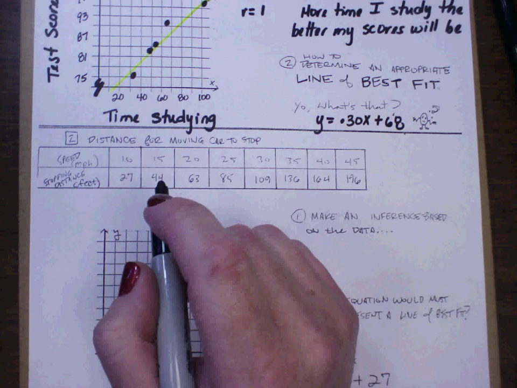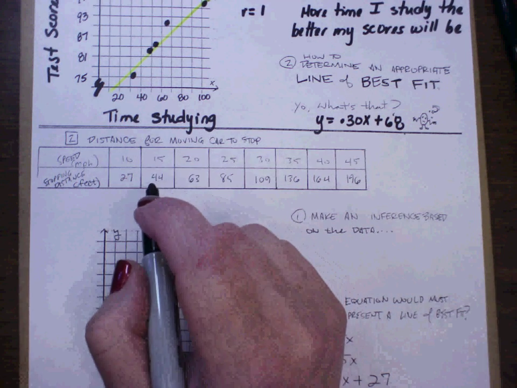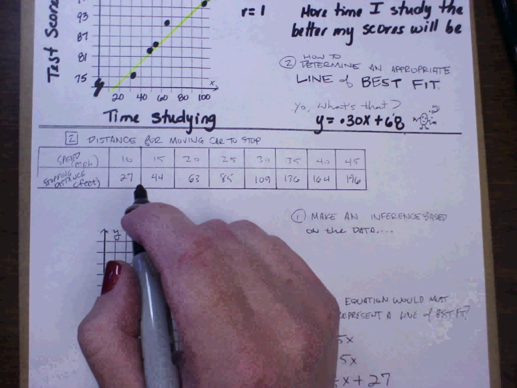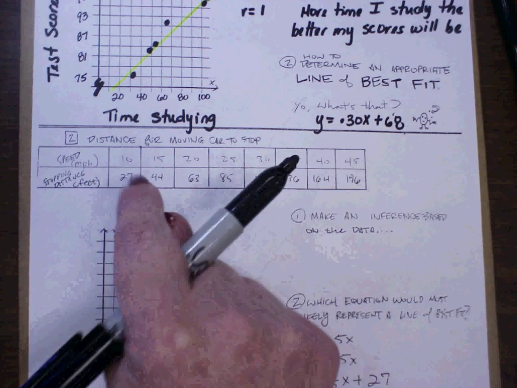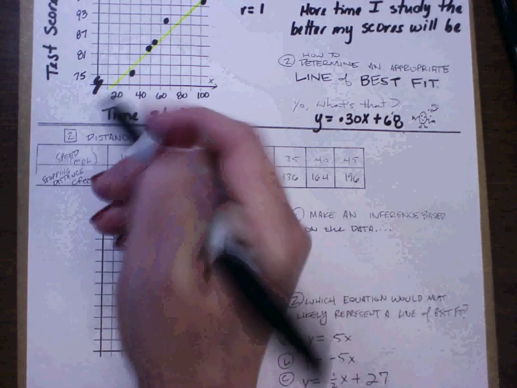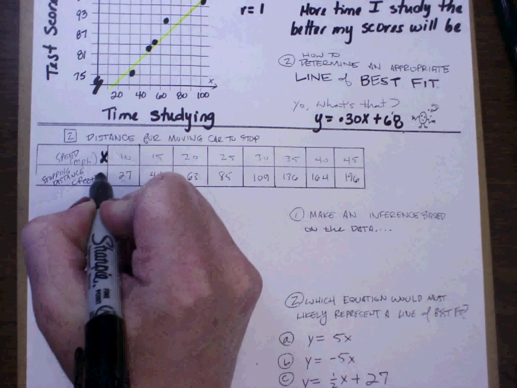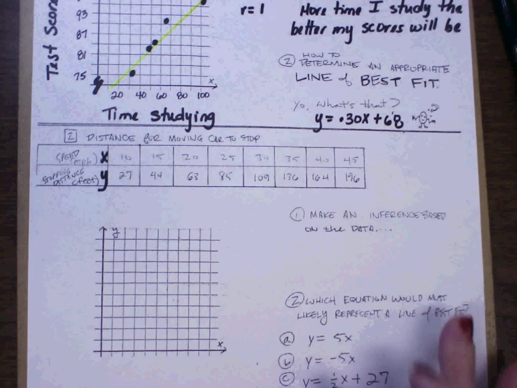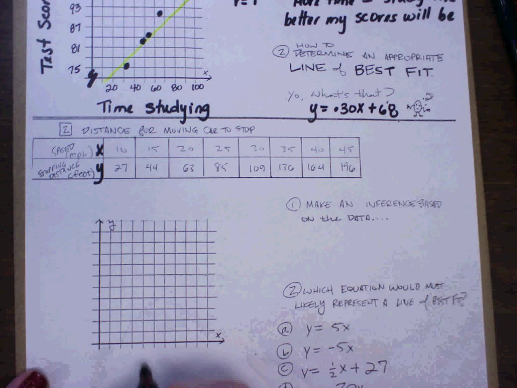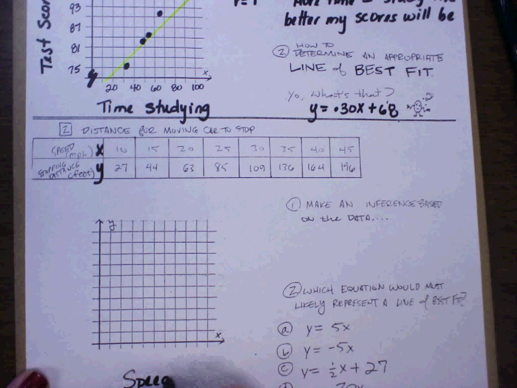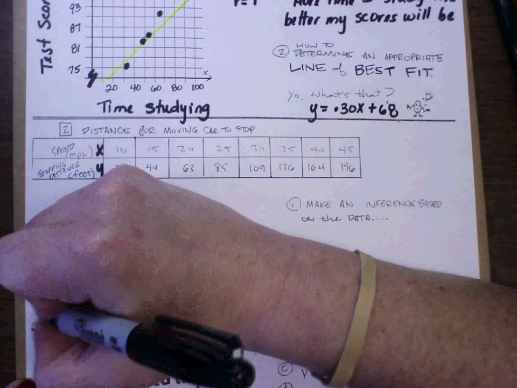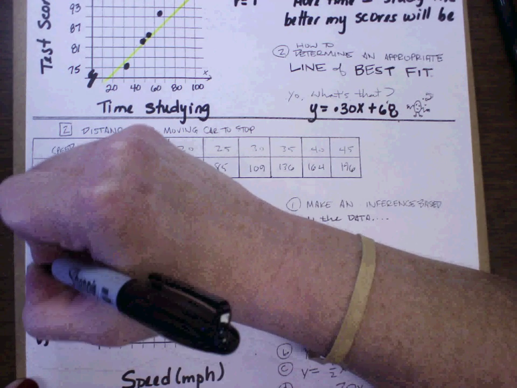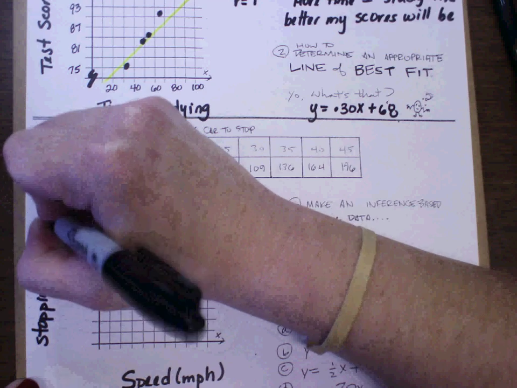We're still not knowing how to do this. We're still having a little bit of trouble with this x and this y. What depends on what? The stopping distance depends on the speed, which means your speed is your x and your stopping distance is your y. So let's put over here speed in miles per hour because we got to label all this. And then over here would be stopping distance in feet.